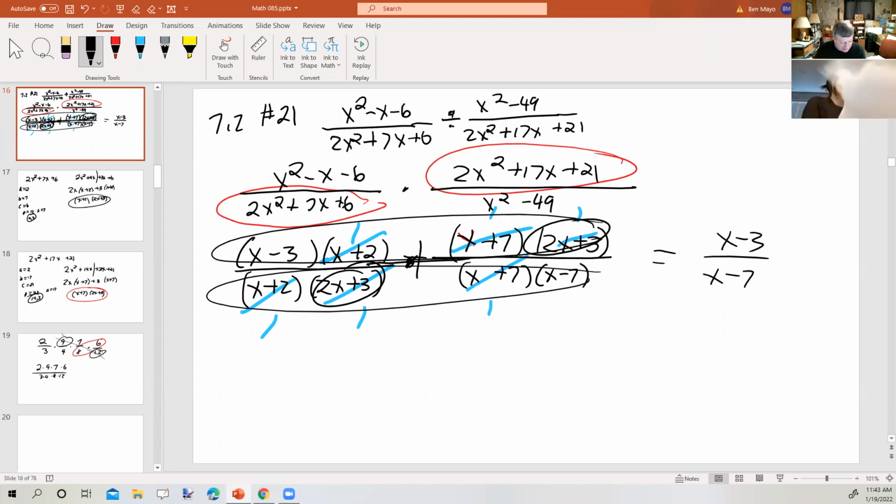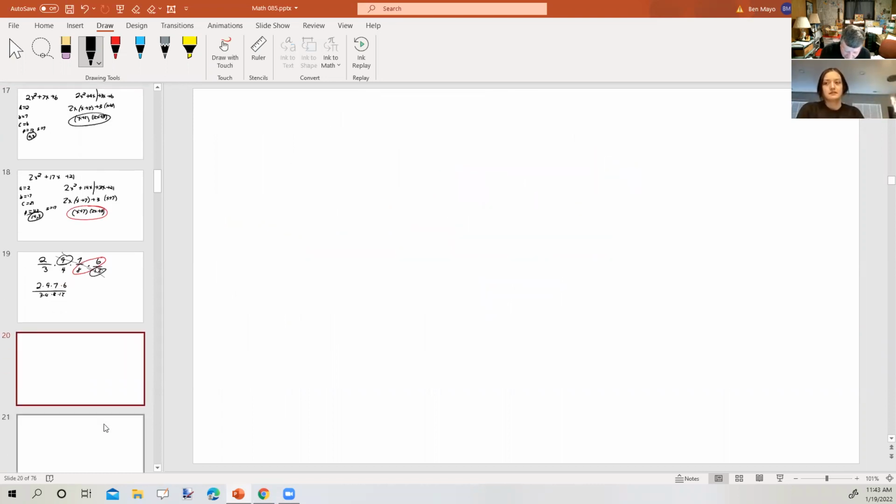All right, let's take a look at problem 29, and then we'll get on to some new stuff here. So this is 7.2, number 29, but that's a very good question. I'm glad you asked that. Perform the operation and simplify if possible.